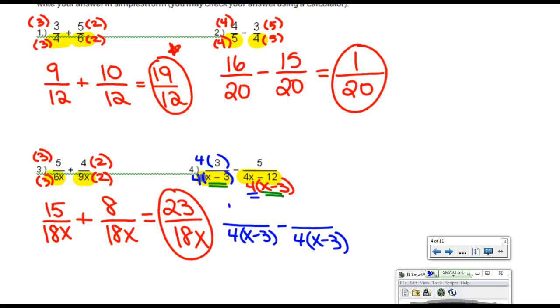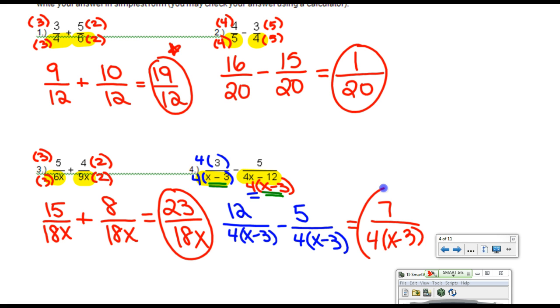4 times 3 is 12, and then minus 5. Now, however, you would have to multiply the numerators. Because the two numerators have to be combined, you cannot leave them in factored form if there is a problem like that. Okay, so the two numerators, 12 take away 5 is 7, and your denominator stays the same. And then 7 over 4 times x minus 3 cannot be reduced, so that is your final answer.